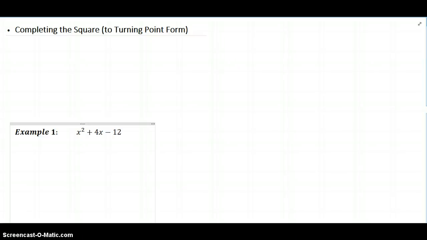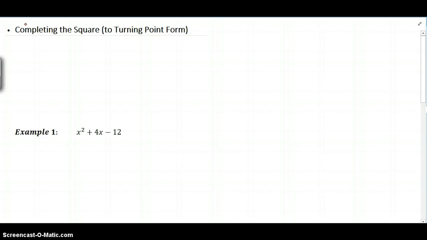This video is on completing the square. Now keep in mind that this video will not be looking through solving the solutions or maybe even graphing the parabolas in turning point form just yet. That'll be in another video. This video is just solely dedicated to actually completing the square and getting from standard form to turning point form.